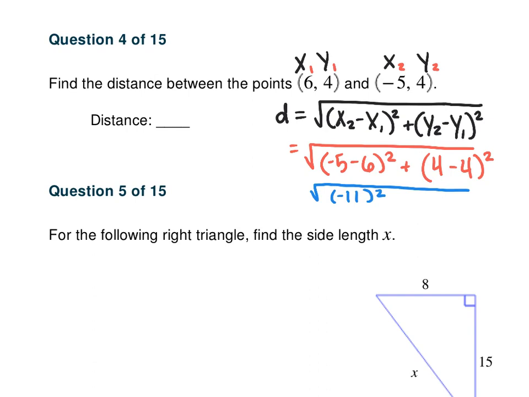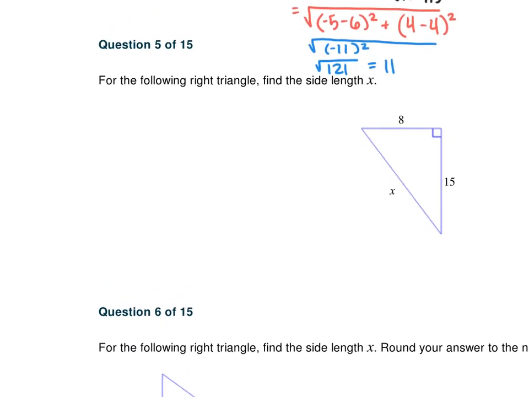And then I'm kind of done there because 4 minus 4 is just 0. And 0 times 0 is 0. So I'm not going to write anything. So I have (-11) squared. And -11 times -11 is going to give me a positive 121. And then if you type that in your calculator, the square root of 121 is 11. So our distance is going to be 11 on number 4.